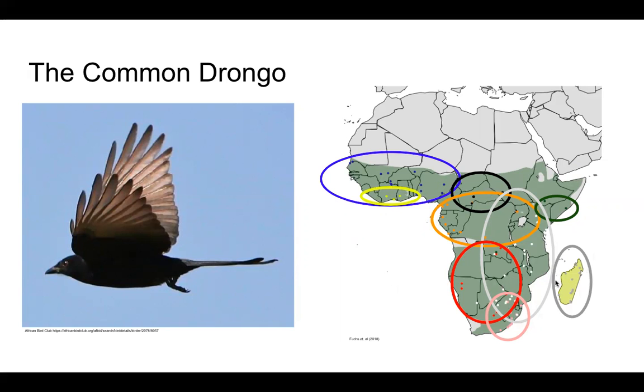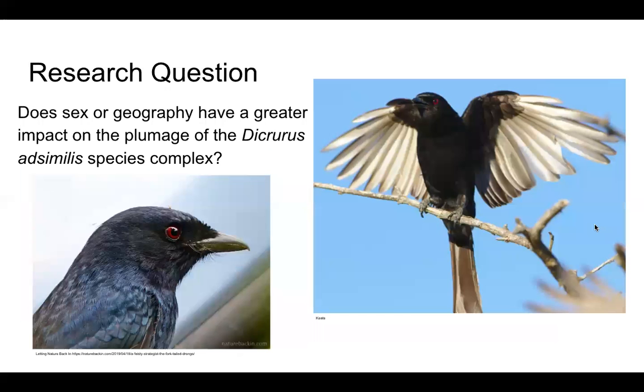What we want to do is take a closer look at this, and that brings us to our research question of, does sex or geography have a greater impact on the plumage of the Dicrurus adsimilis species complex? So when we look at these birds and look at the colors of them, the colors both we see and the birds see, is it easier to explain these variations in color looking at the sex, or is it easier to explain these variations with the habitat, the geography, and that would be our natural selection factor?